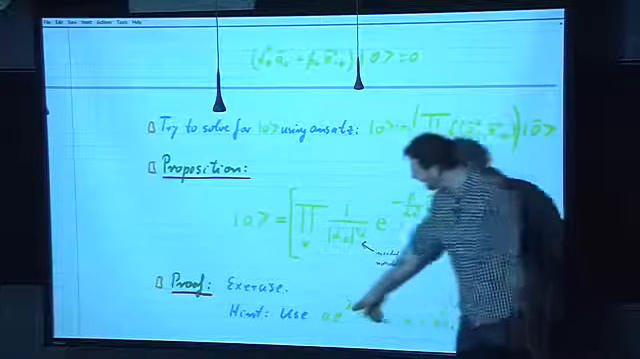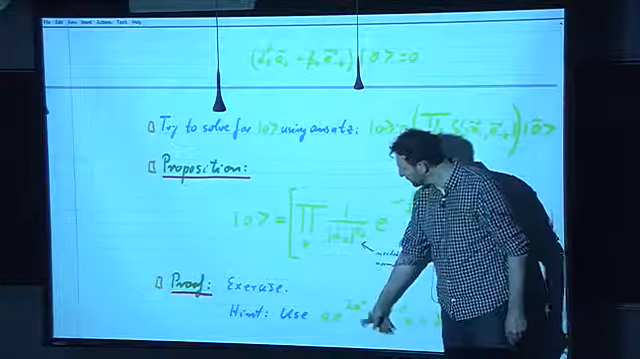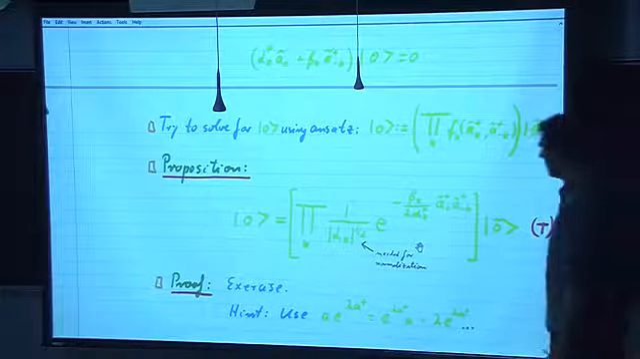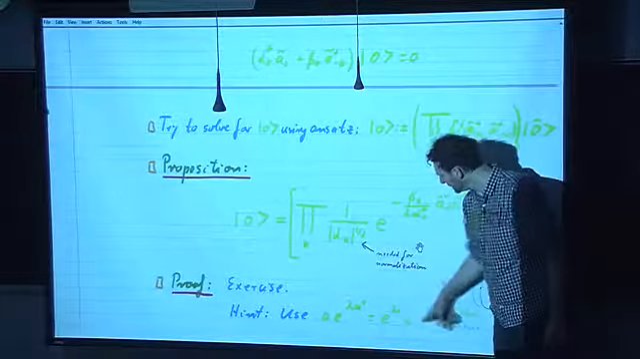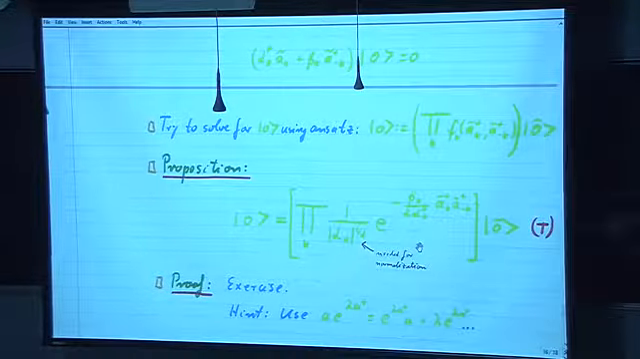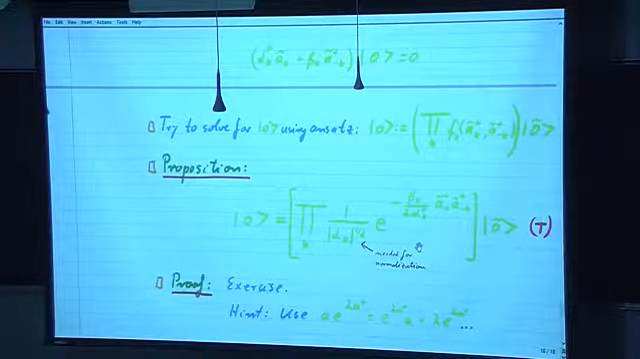Namely that when you have A times e to the power of lambda times A dagger, then it is given by this. Just prove this first, and then you will find that the rest comes much more easily.